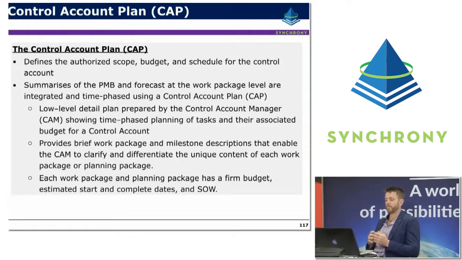These control account plans provide brief work package and milestone descriptions that enable the CAM to clarify and differentiate the content of each work package. And each work package and planning package has a firm budget, estimated start and completion dates, and a statement of work. So it's very clear what the scope of work is, and what the expectation is from a budget and a schedule perspective.